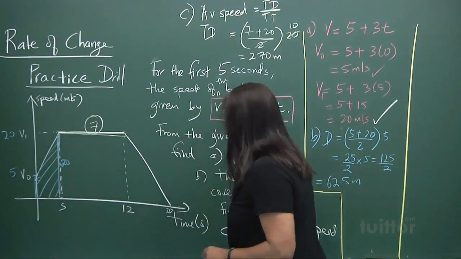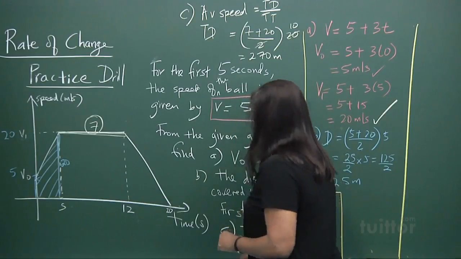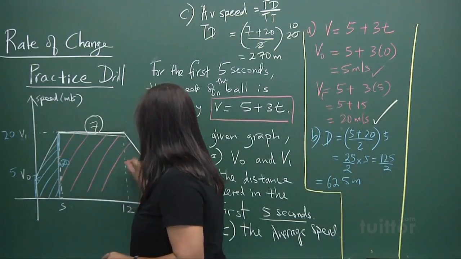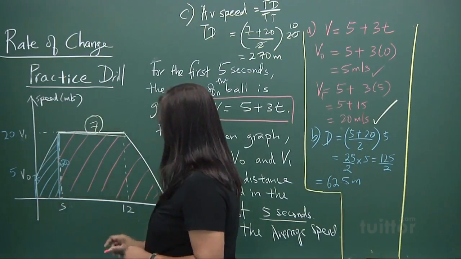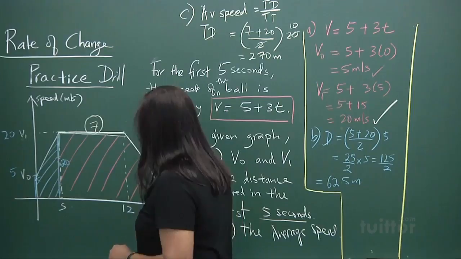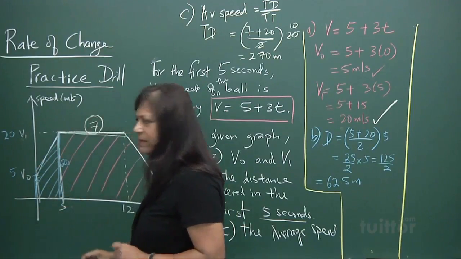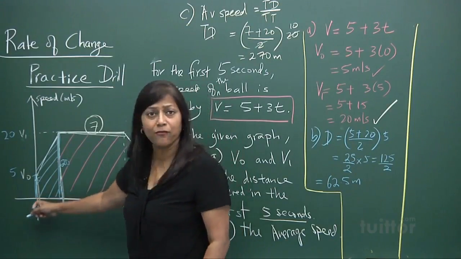The trapezium will be here. Alright? This will be the trapezium. Look at that. This will be a trapezium. Well, the blue one, that is another trapezium. So if you want to find the total distance, I'm afraid we can't start from here.